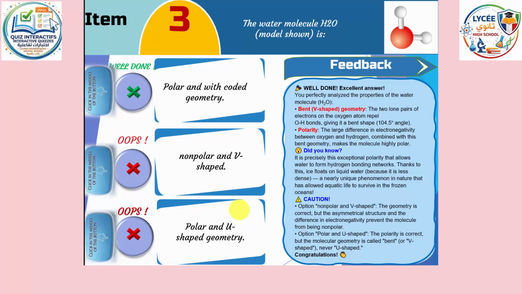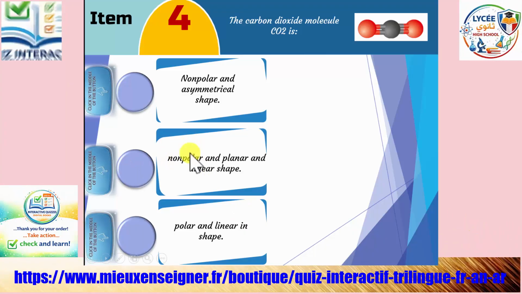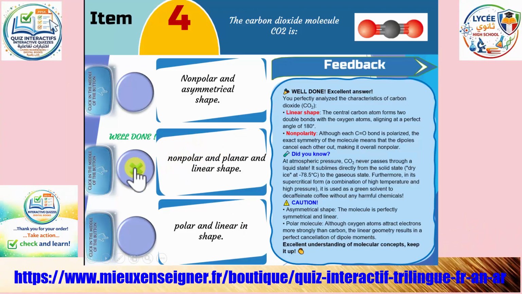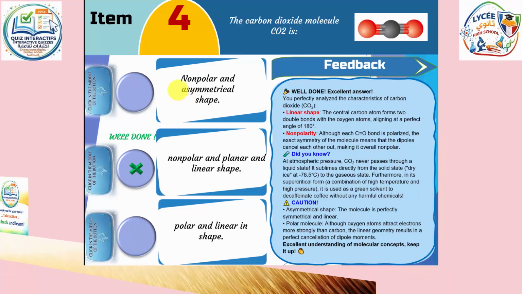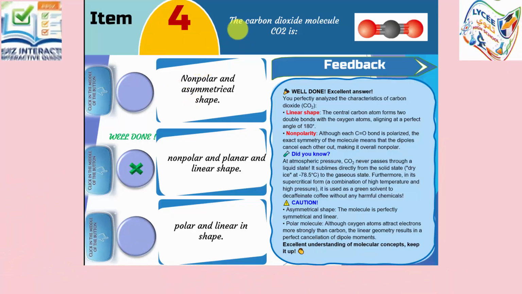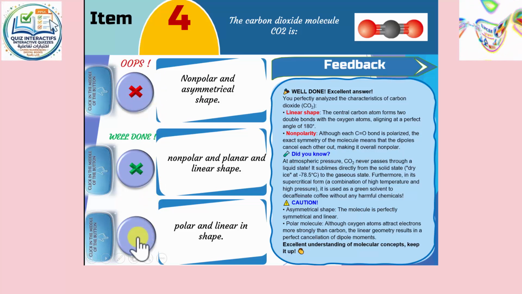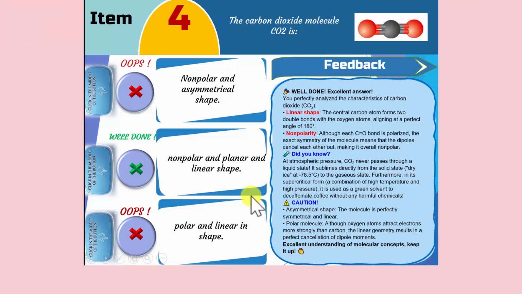The correct answer is nonpolar, planar, and linear in shape. In carbon dioxide, the carbon atom is centered between two oxygen atoms, creating a straight line geometry with a 180-degree angle. Each carbon-oxygen bond is polar because oxygen attracts electrons more strongly, but the molecule's perfect symmetry causes those bond dipoles to cancel. As a result, the molecule is overall nonpolar.